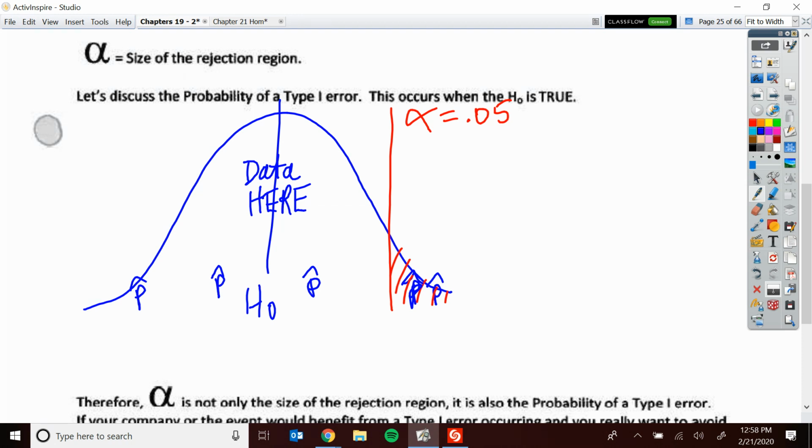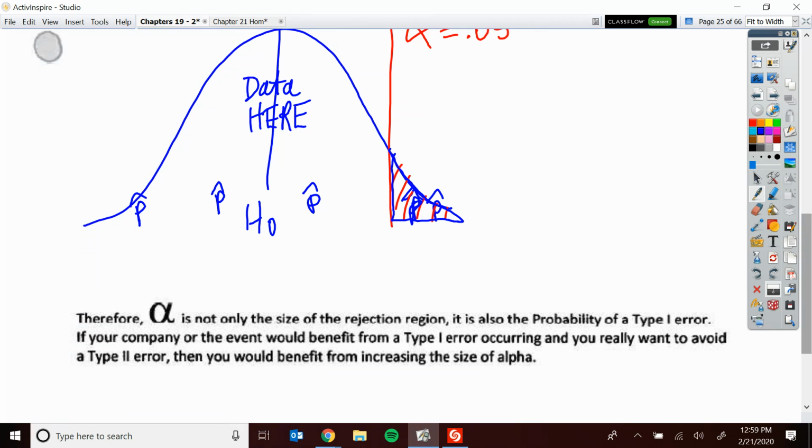Okay, cool. So guess what? That means whatever the size of alpha is the proportion of samples that will lead you to reject the null hypothesis, even if it's true. So if the null is true, you're going to have alpha many samples that will cause a type 1 error. So in summary, alpha is not only the size of the rejection region, alpha is the probability that a type 1 error occurs.